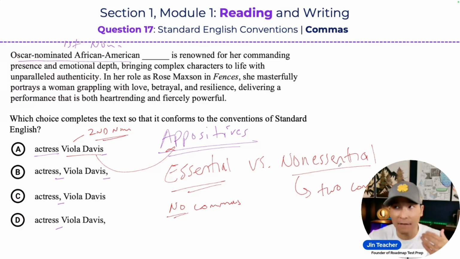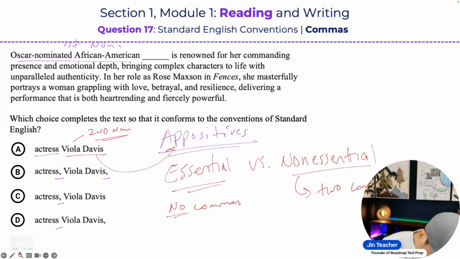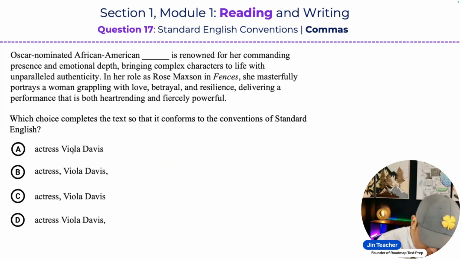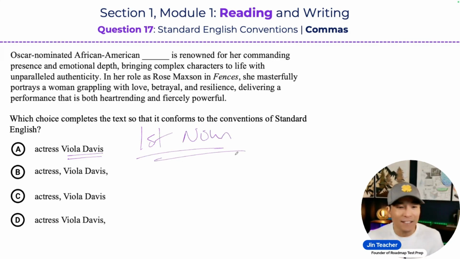And so now you have to understand, hey, how do you know if information is essential or non-essential? And this is the trick. The way that you know whether this appositive is essential or non-essential is you have to take a look at the first noun, the first noun phrase. Now, here's the rule, you guys.